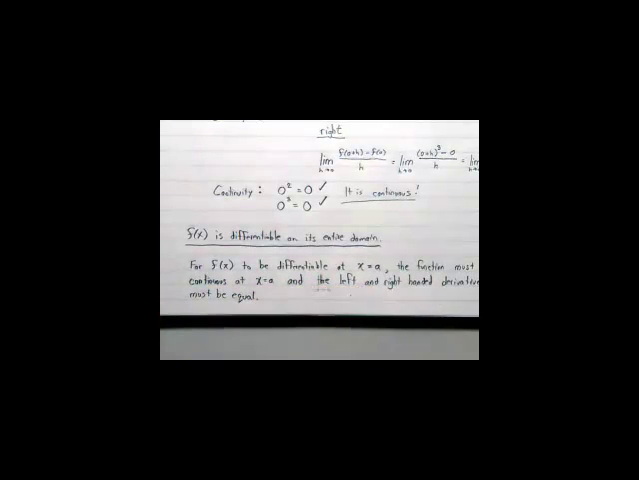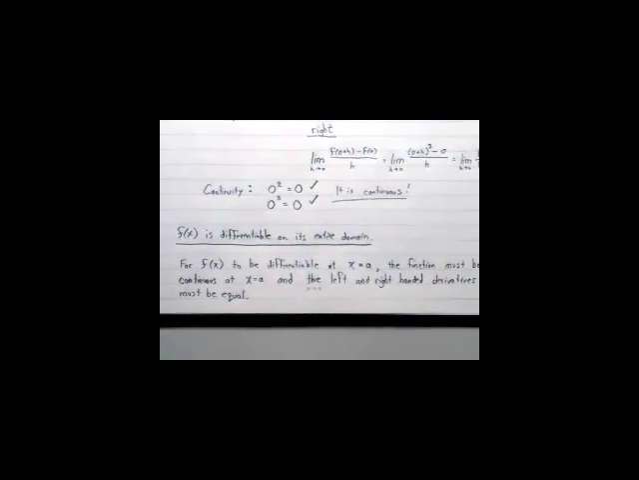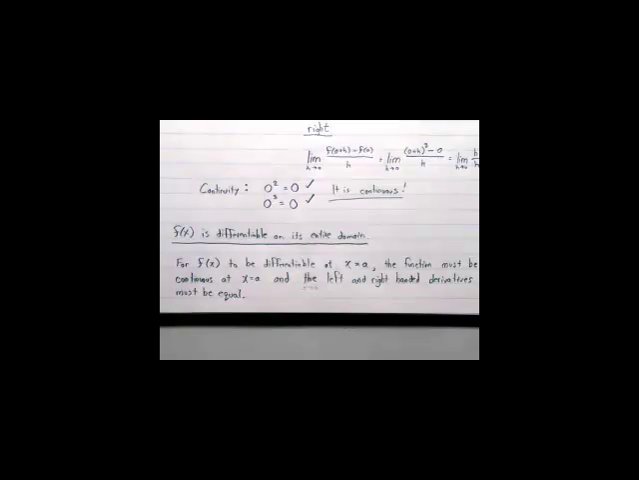Okay, and that's exactly what we just did with that last example. Double check the left and right-handed derivatives, check for continuity, got it. So we've got all those things going on, so we know that f of x is differentiable at that point, at 0. So, good.